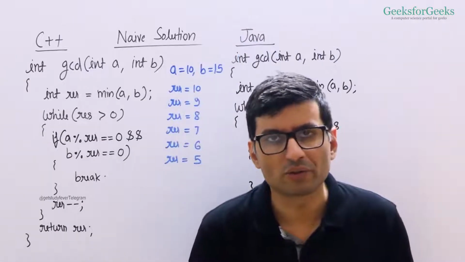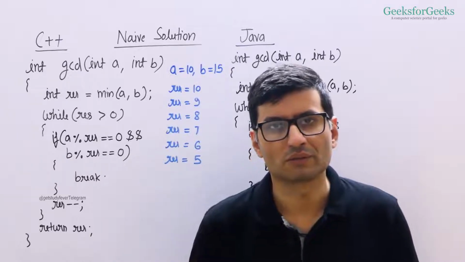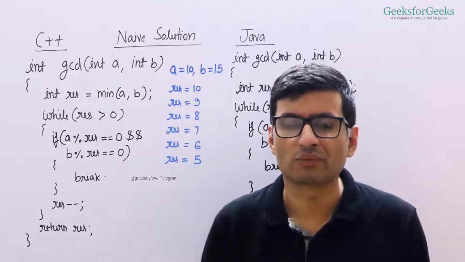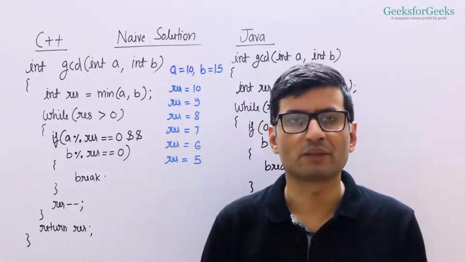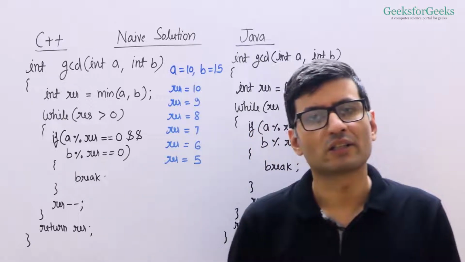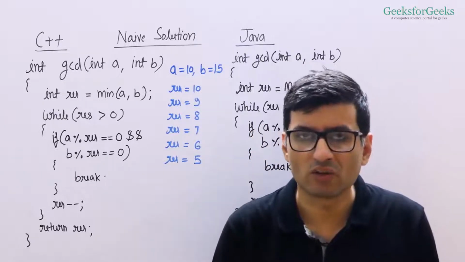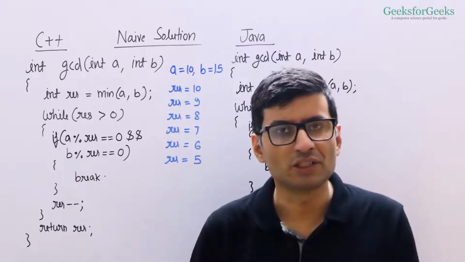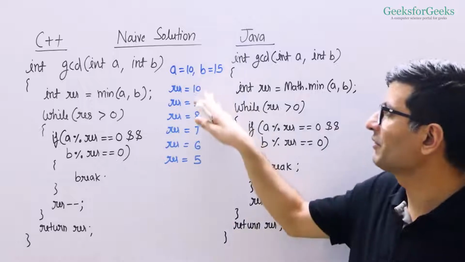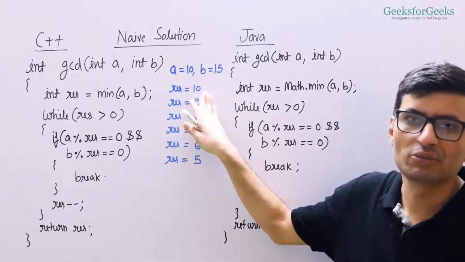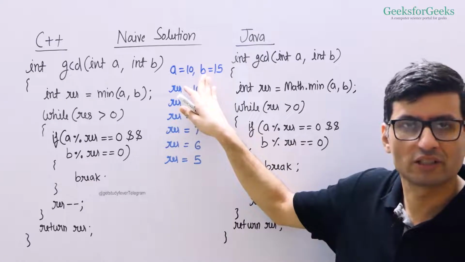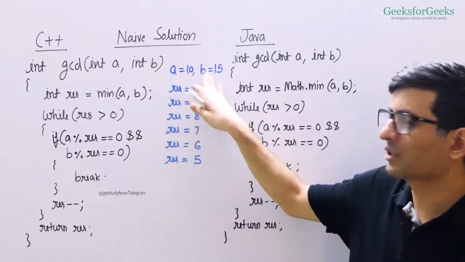Let us first talk about a naive solution to solve the problem. The idea is simple. We know that the greatest common divisor can be at most the minimum of the two numbers. For example, if a is 100 and b is 200, the greatest common divisor is 100. It cannot go beyond 100. So we initialize our result as the minimum of the two numbers, right? In case of 10 and 15, we initialize result as 10. Then we check if 10 divides both a and b. If it divides both a and b, then we return 10 as the result. In this case, it does not divide both a and b.